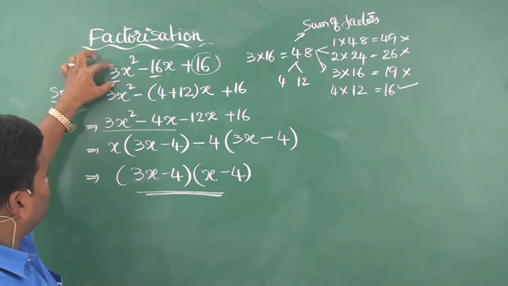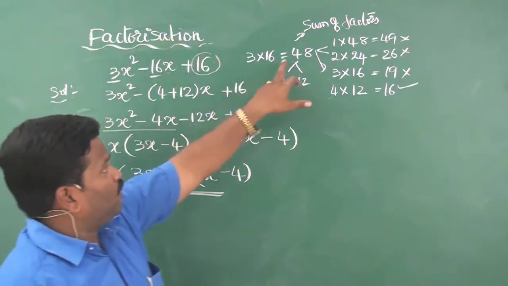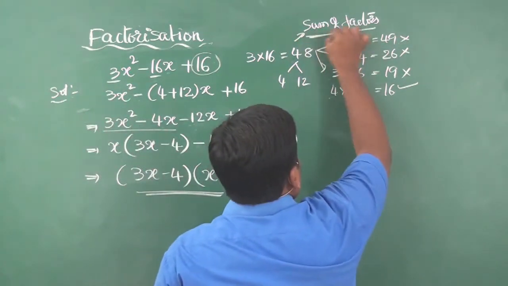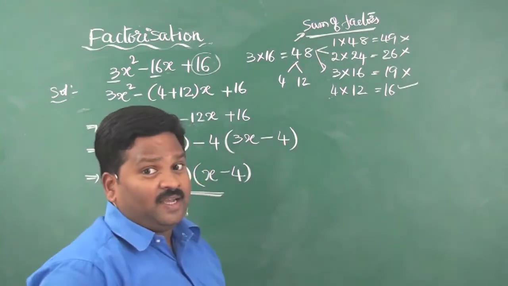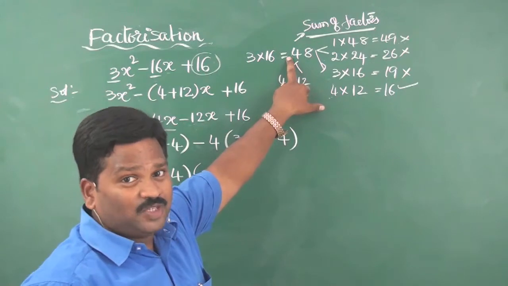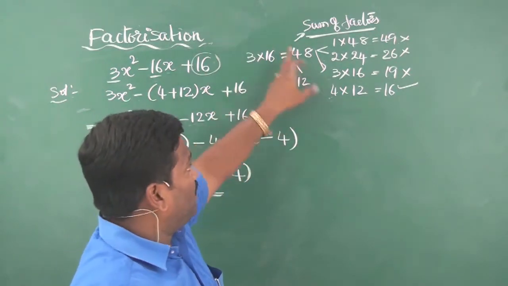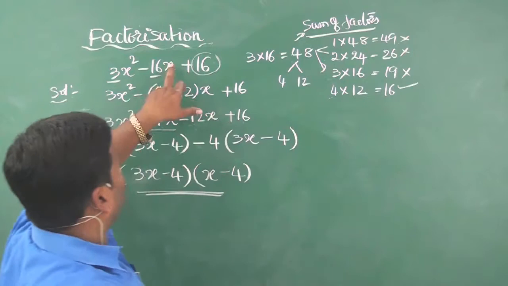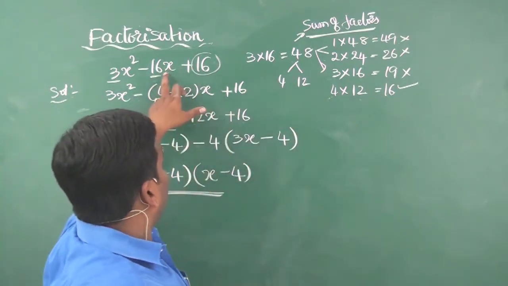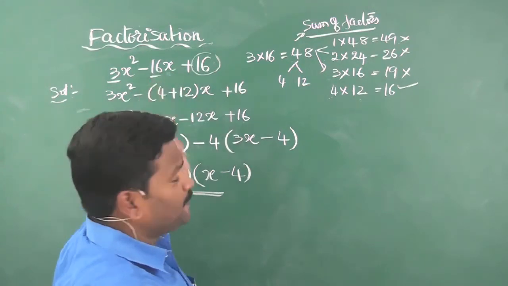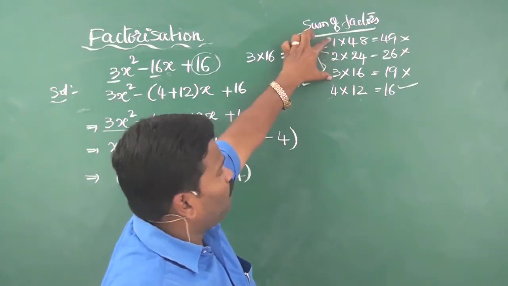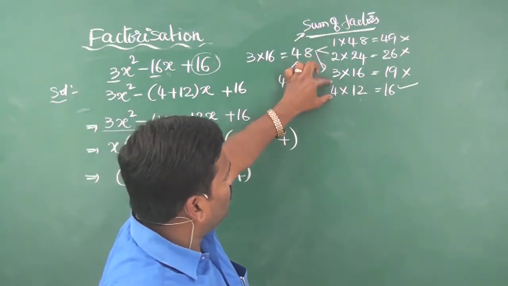Multiply the coefficient of x square and the constant. Since the product is positive, we should consider the sum of the factors. Remember, if the product is positive, we should take the sum of the factors. If the product is negative, we should consider the difference of the factors. The sum of the factors 4 and 12 is 16, which is equal to the coefficient of x, 16. Therefore, we should not consider the other three possibilities. We should consider only this one.